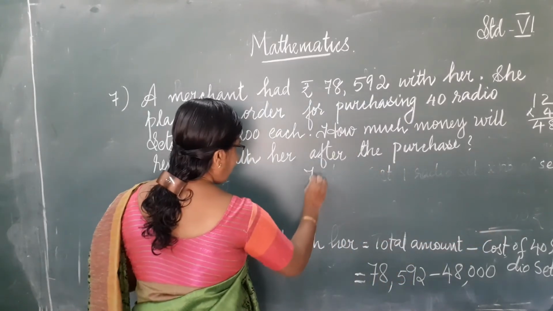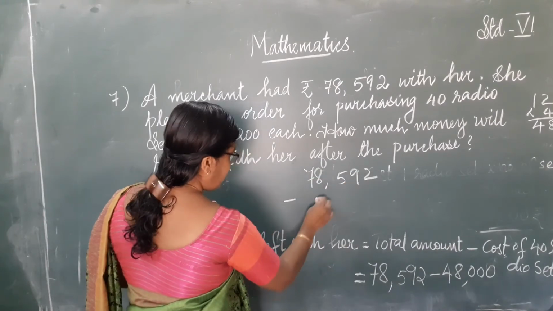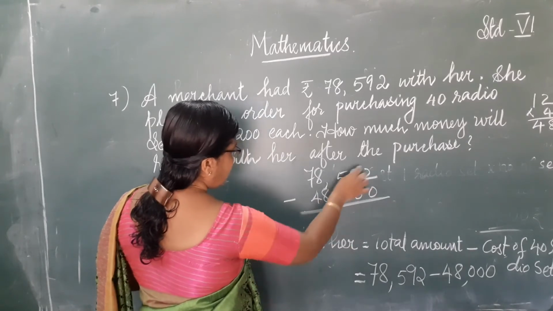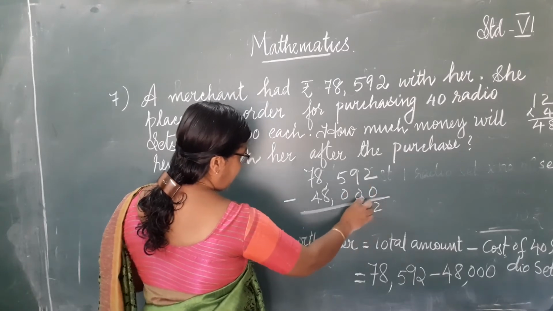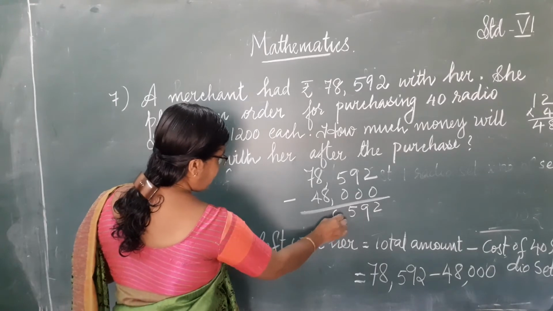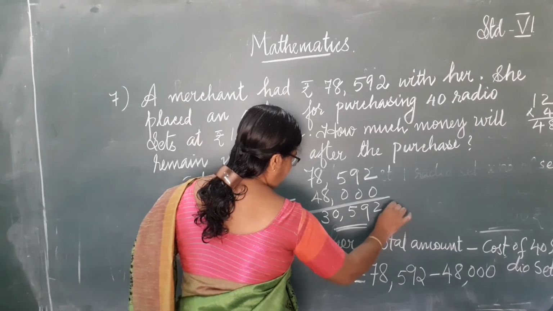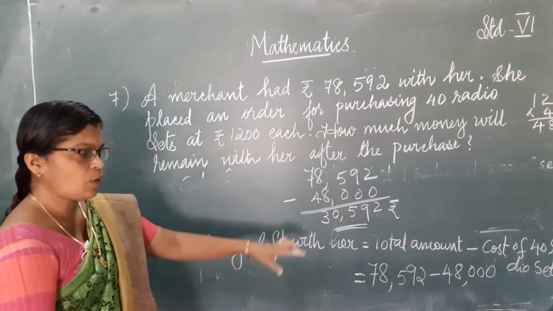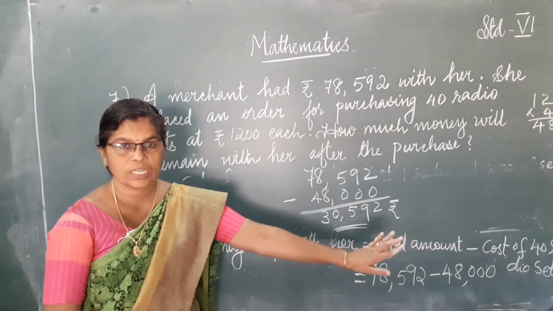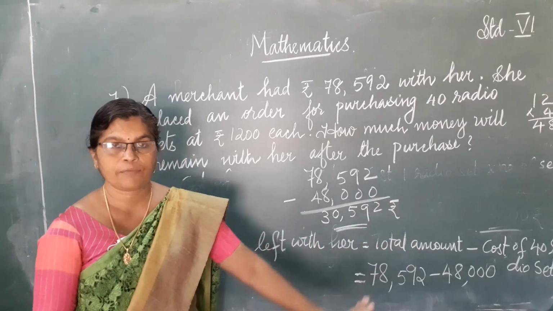We'll minus 78,592 minus 48,000. 2 minus 0, 2. 9 minus 0, 9. 5 minus 0, 5. Then 8 minus 8, 0. 7 minus 4, 3. So how much money is left with her? That is 30,592. After purchasing 40 radio sets, she has 30,592 rupees left with her.